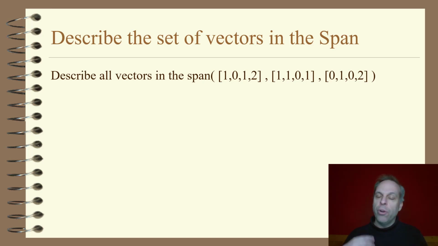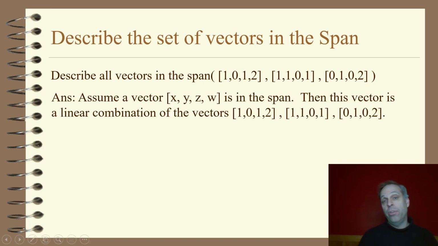I'm doing that because I'm trying to show you that the actual number of components, the number of coordinates of the vector, don't really matter. So first, let's pretend that we have some generic vector in the span. Now, if it's generic, I don't know what their coordinates are, so we'll call that vector x, y, z, w. Yeah, I know, I probably should have called it w, x, y, z, but I didn't. So let's just move on.